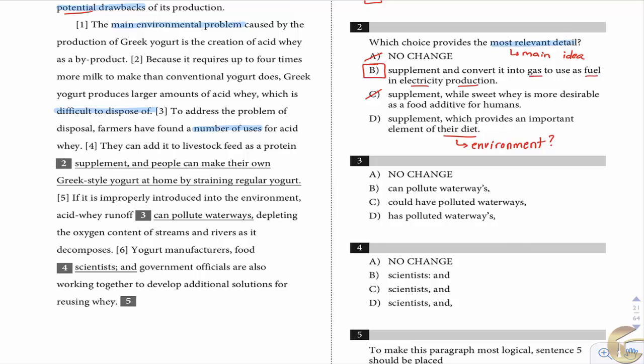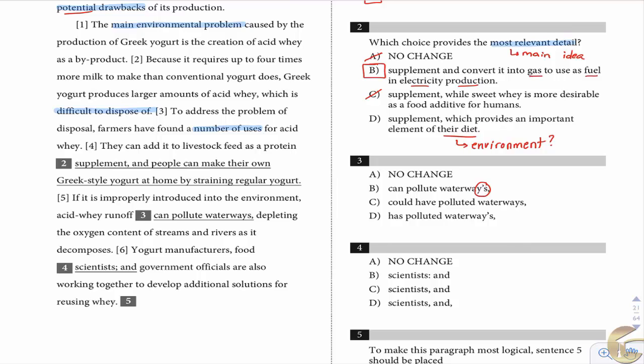Number 3, obviously we just have our answer choices here. We got to see which one fits. So as we scroll down here to the next sentence, it said, if it is improperly introduced into the environment, acid whey runoff can pollute waterways. And then if you look, answer choice B changes from answer choice A by putting the apostrophe S. Now, waterways with the apostrophe, that's going to more be, in this case, a possessive noun.